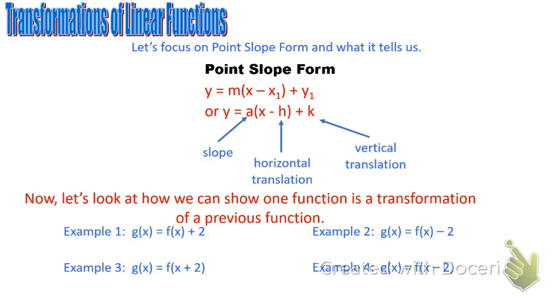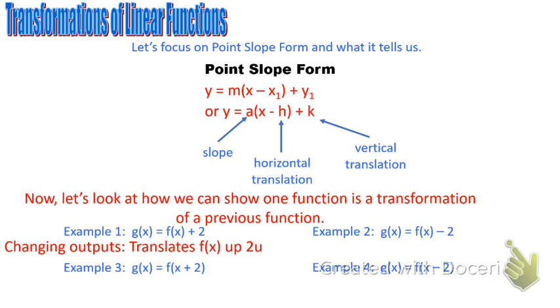In example 1, g of x equals f of x plus 2. The new function g of x is the original function f of x plus 2. What's the transformation? Here, we're adding 2 to the value of f of x. We're adding 2 to the outputs. If we're adding 2 to the outputs, notice it's like having the k value. It's a vertical translation. So here, because we are modifying the outputs, we're translating up 2 units.